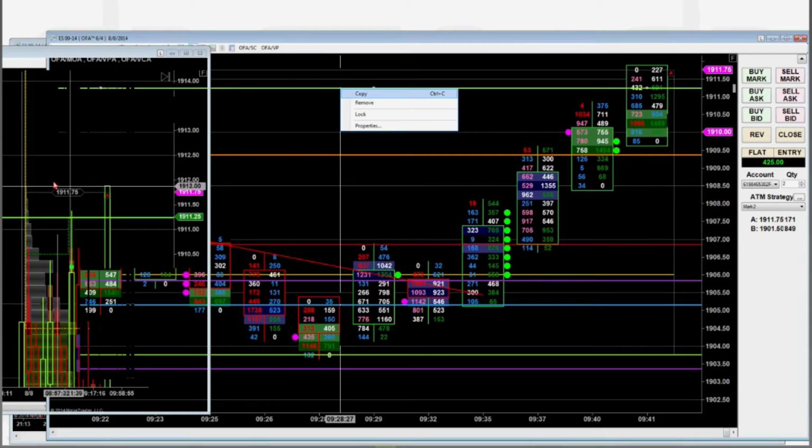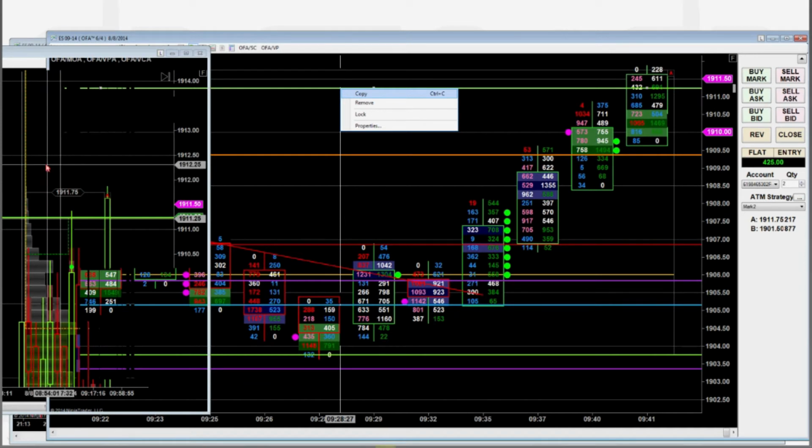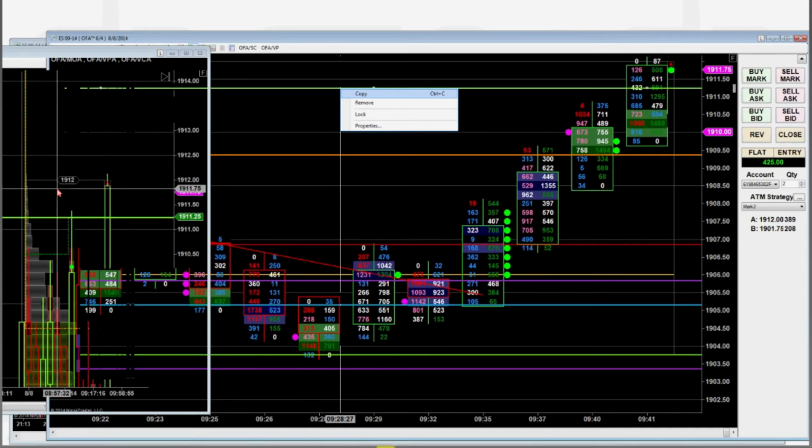So I want you watching right here, right in here, and watching how this profile builds or doesn't build. I want to see volume. I want to see one of these bars start growing volume. There we go, right there.